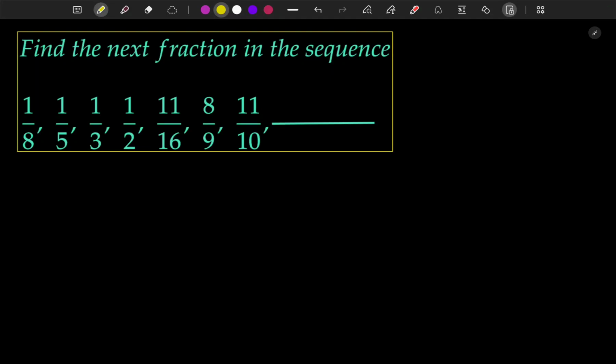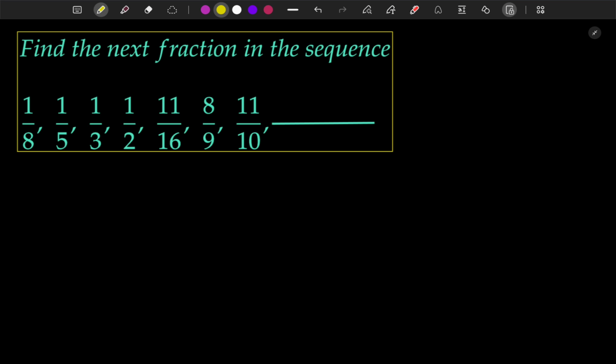Hello everyone. Today I am going to discuss an interesting problem from fractions where there is a sequence of fractions. We need to find out the next fraction in that sequence. This problem stumped most of the teachers around the world. That's why I want to discuss this problem with you all. Without loss of time, let us get into the solution.